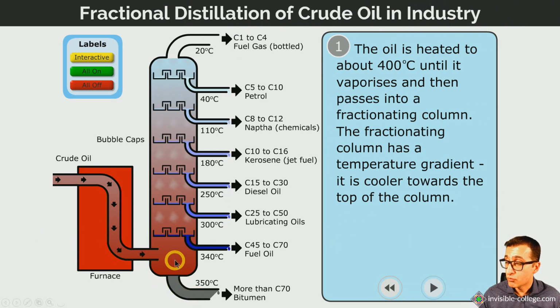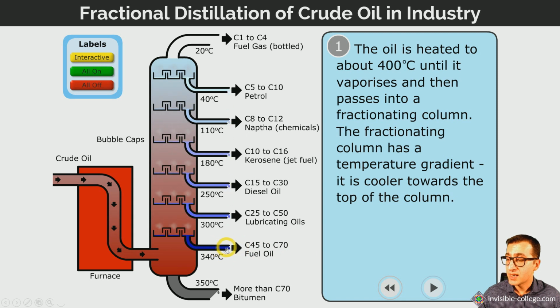Now the remaining gases will rise up this column and reach this level, which is at a slightly lower temperature. At this level, at about 340 degrees centigrade, we get the fraction which contains hydrocarbon molecules with a size of between 45 and 70 carbons.